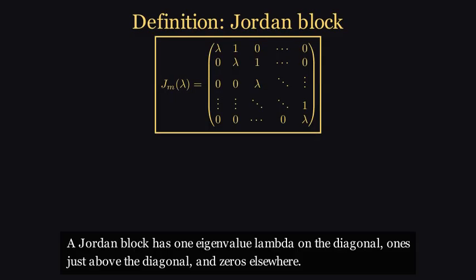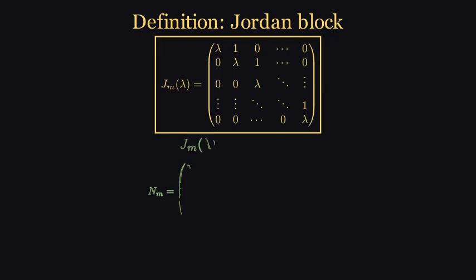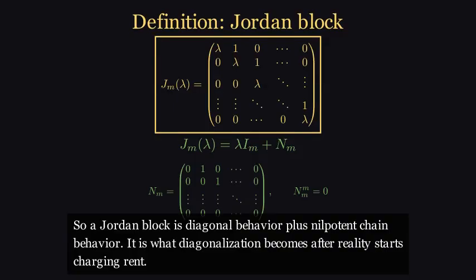A Jordan block has one eigenvalue lambda on the diagonal, ones just above the diagonal, and zeros elsewhere. So a Jordan block is diagonal behavior plus nilpotent chain behavior. It is what diagonalization becomes after reality starts charging rent.